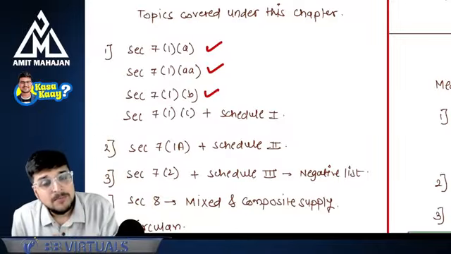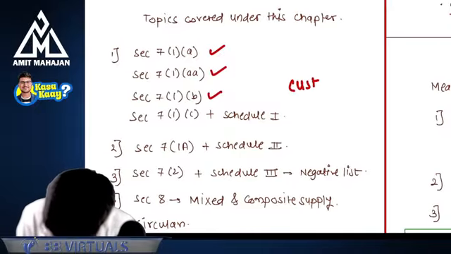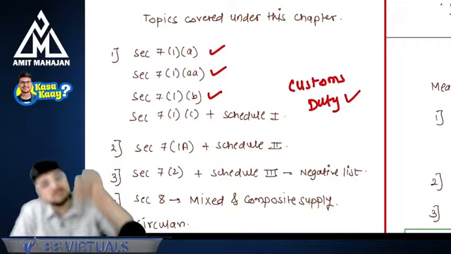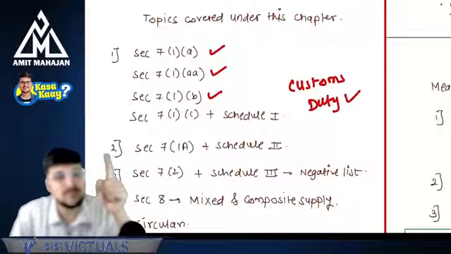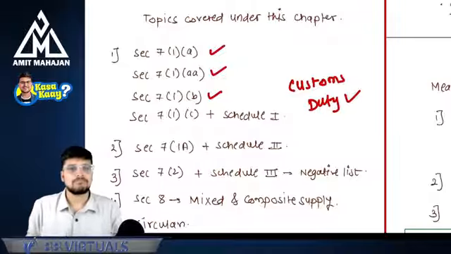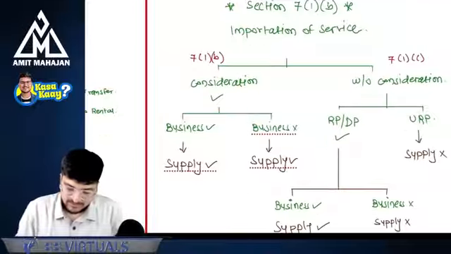Sir, why not goods? Because if I import goods, customs duty will be applicable for me. So customs duty is already there in case of goods. So in case of service, they are specifically charging it to tax under section 71B. Understanding?